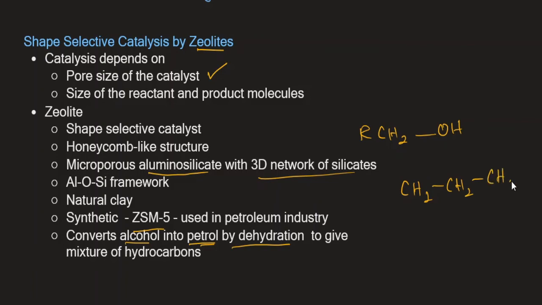So it may form chains like butane, pentane, hexane, heptane, octane, nonane in that range. So you will be able to get, not kerosene, petrol, which is also called gasoline.